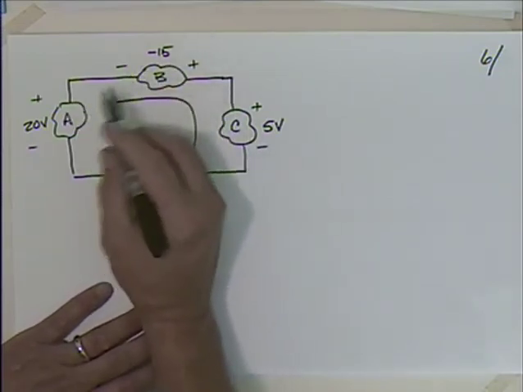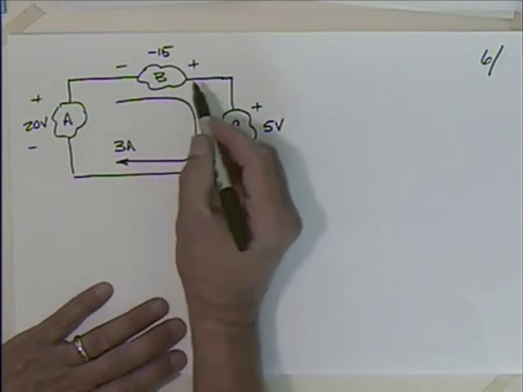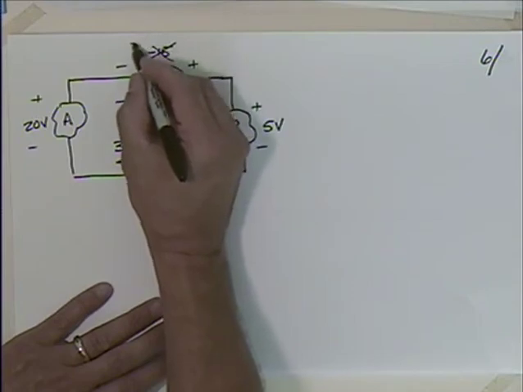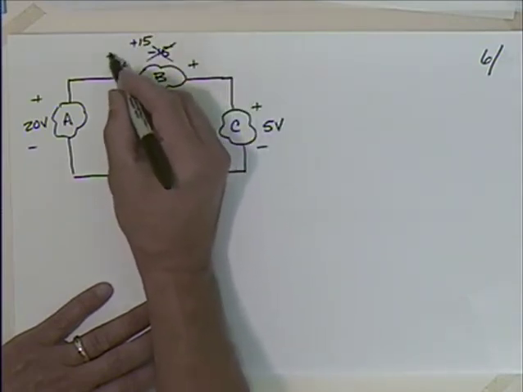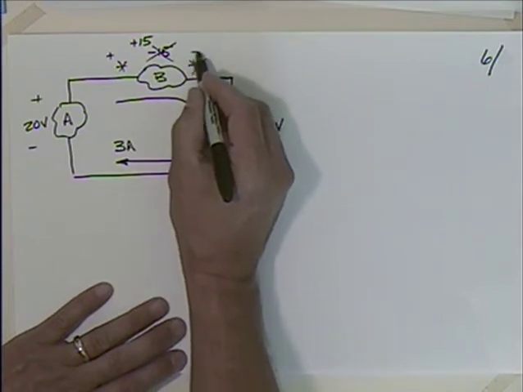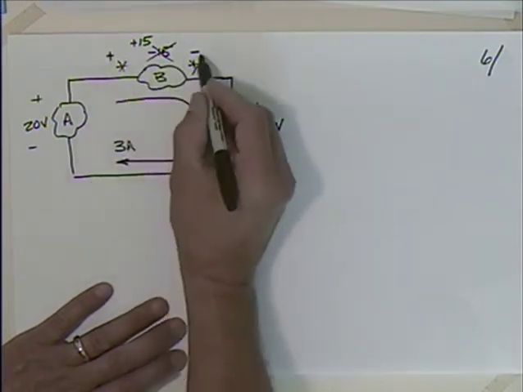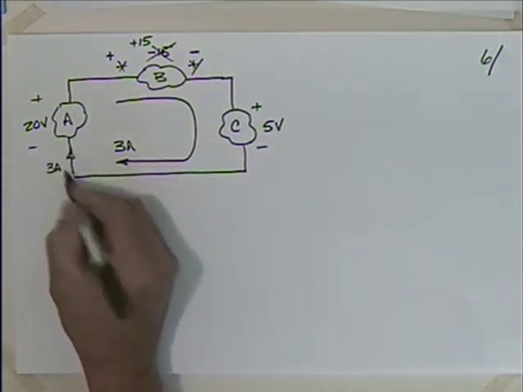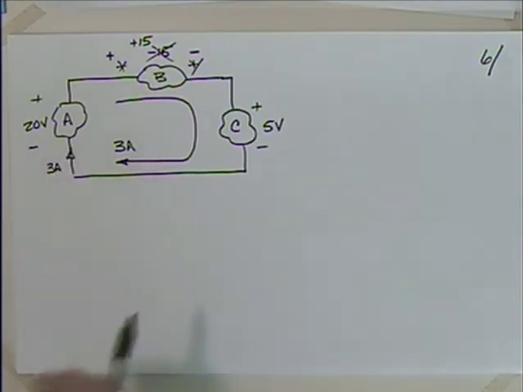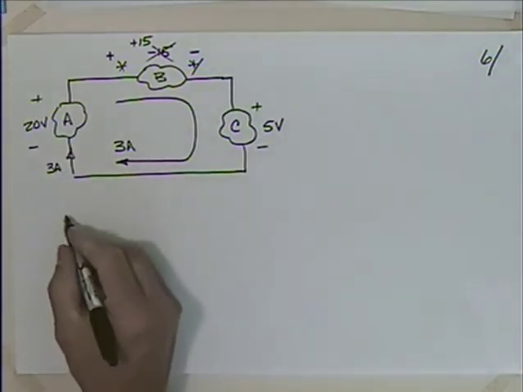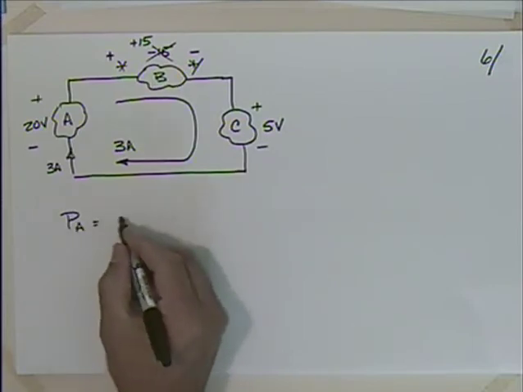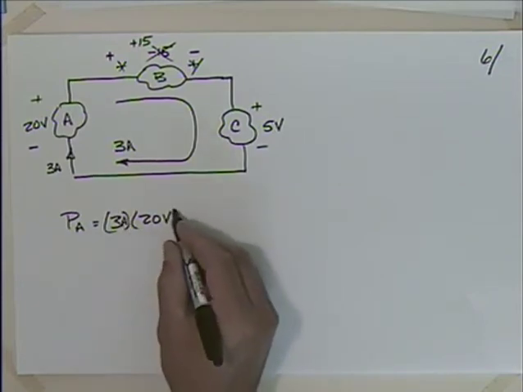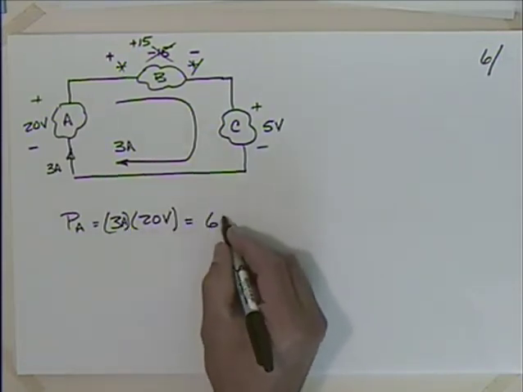Okay, well, first off, I probably want to change this out, right? I don't like this negative sign. That's hard for me to deal with, so I can't just get rid of it, but if I switch the polarity I can get rid of it. So I'm going to say that that is positive 15, and then that's positive, and this is negative. So I'm now going from positive to negative. Okay. Now if I look at this current here, I have 3 amps going like that, right? So 3 amps is coming into the negative terminal. So I could say then that the power here for A is going to be 3 amps times 20 volts, which gives me 60 watts.